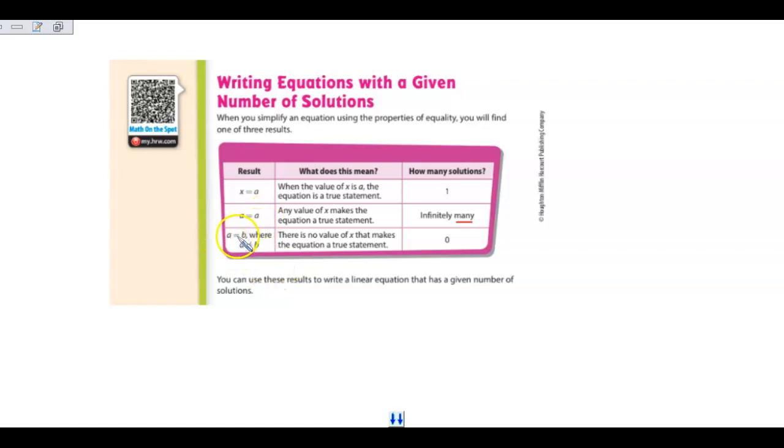If we have a equals b, but a does not equal b, that means that this is a false statement. There's no way to make this where they're equal or not equal at the same time. And so that makes it either a 0 or no solution. Okay?